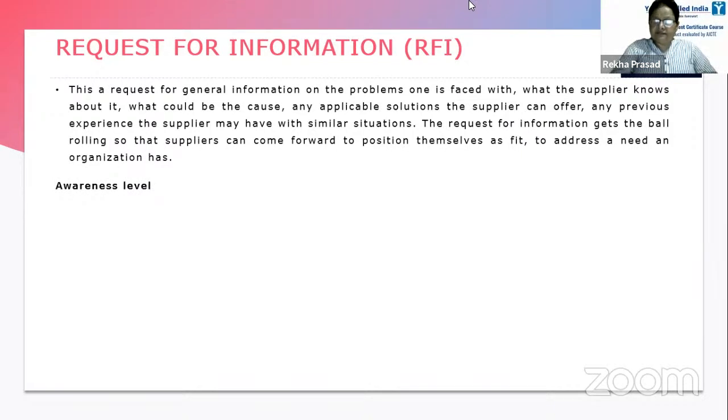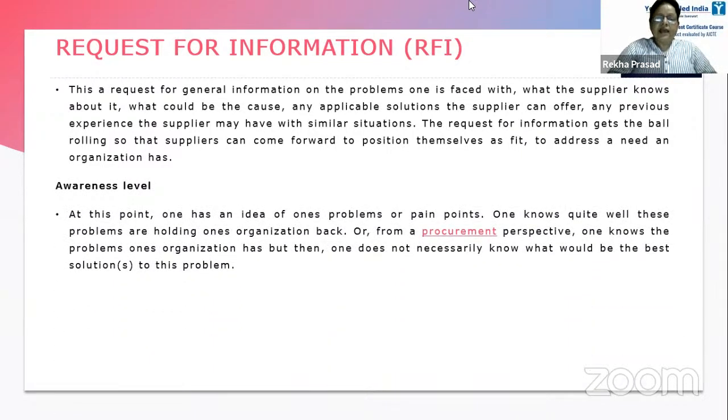Awareness level. At this point, one has an idea of one's problems or pain points. One knows quite well these problems are holding one's organization back. Or from a procurement perspective, one knows the problems one's organization has, but one does not necessarily know what the best solutions to this problem are.